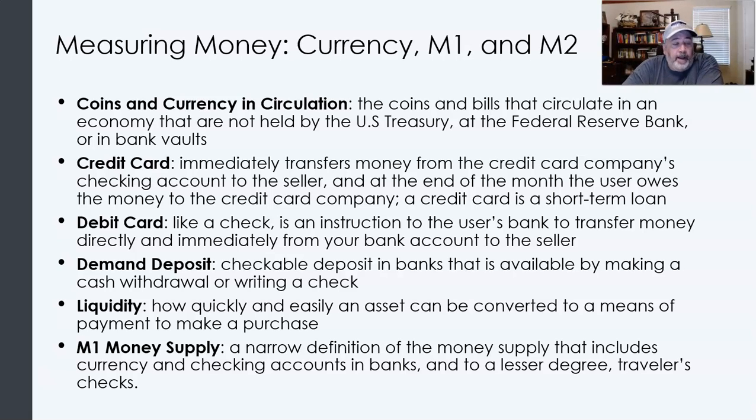Okay? Liquidity is a reference to how fast an asset can be converted to money, right? And then the M1 money supply is a narrower definition. It includes currency, checking accounts in banks, and something called traveler's checks.